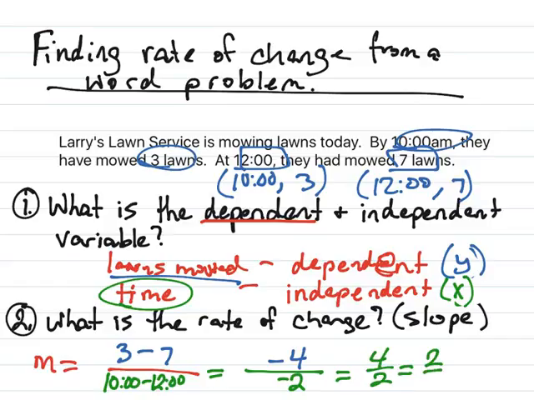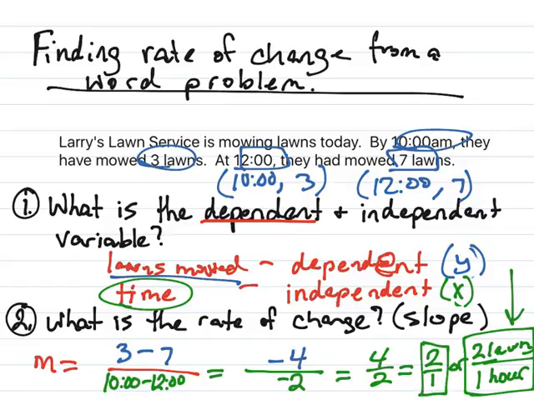That means 2 over 1, or what does this mean? Okay, so that means 2 lawns mowed per every 1 hour. That's what it means in context. It means the company mows 2 lawns in 1 hour. That's what it means. Okay, that's in context of the problem. Our rate of change is 2 over 1. But in context, it's 2 lawns every hour is what they're mowing.